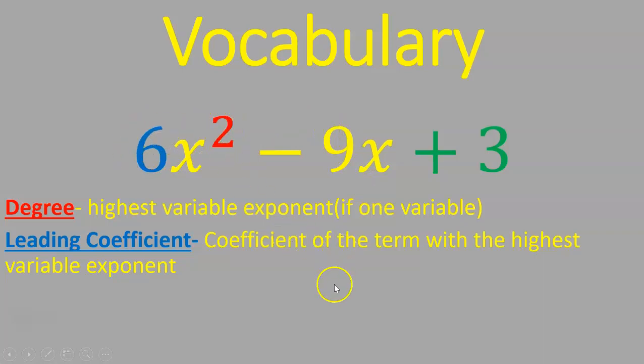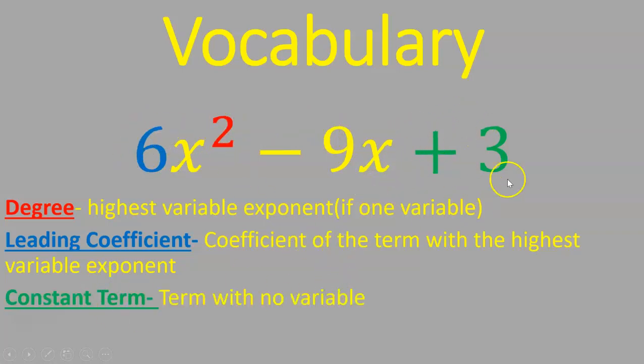So in blue is the leading coefficient. And the constant term is the number without a variable. So this 3 here would be the constant term.